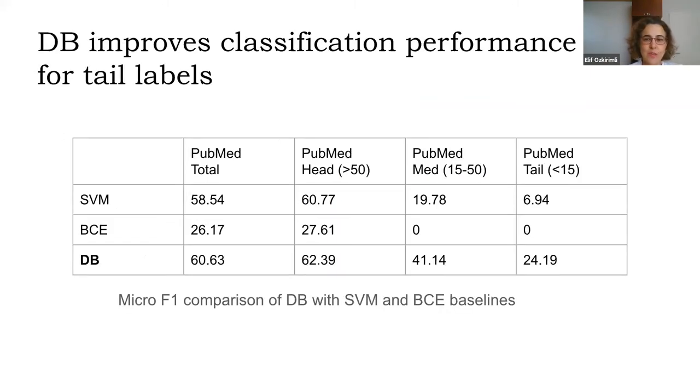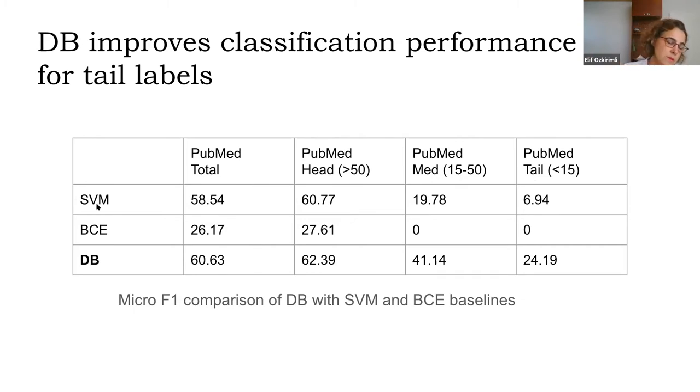And this is a sort of a summary table of our results to show that DB loss, this distribution balance loss, improves classification performance even for tail labels. Let me walk you through this table. So this is total, head labels, medium labels, tail labels. So total is total performance, right? Head labels is performance for the head labels, that for PubMed is defined as labels that occur more than 50 times. Medium labels are labels that occur between 15 and 50 times. And then tail labels occur only below 15.